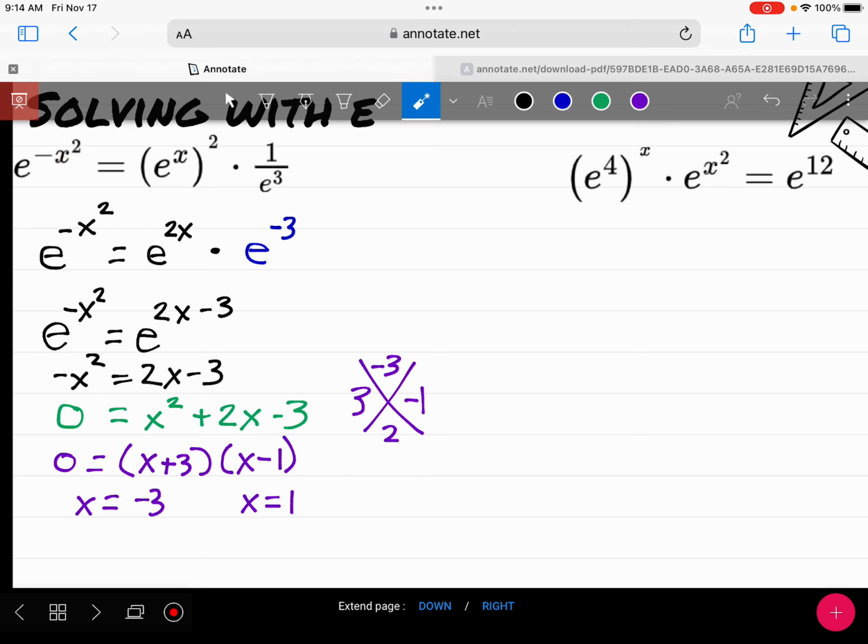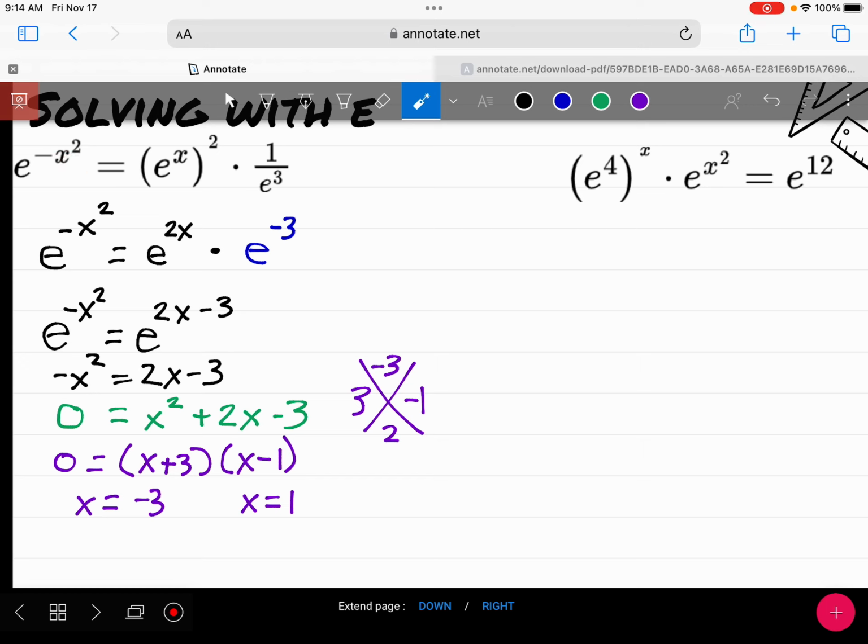I am okay with us skipping steps. You do not have to write as many steps as I write on the board. 100% okay. Because that tells us that x squared plus 4x has to equal 12. It doesn't matter that they're exponents, they have to match. That will make our original expressions equal each other.